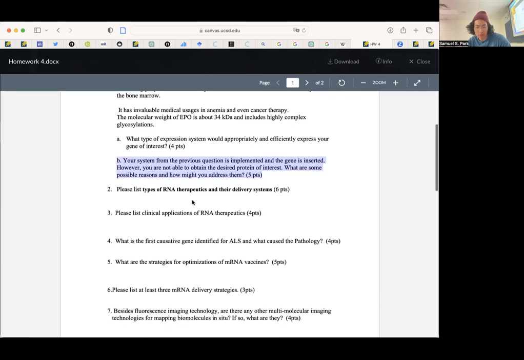List types of RNA therapeutics and their delivery systems. This one's easy, right? I feel like I could just look at the notes. Yeah. Okay. Delivery, if I can't find it in my notes, then I'll just Google the delivery systems, but I know some. Do you have one that comes to mind immediately? No, but I really think I'm just going to look at the notes.